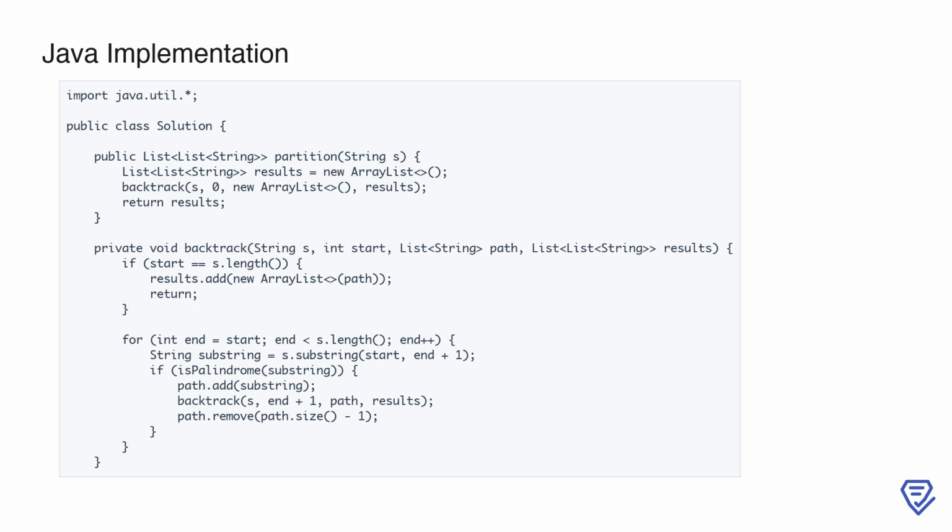The base case for this recursive function checks if the starting index has reached the end of the string. If so, it adds the current path as a valid partition to the results list. Then, we loop through the substring starting from the current start index to the end of the string. For each substring, we check if it is a palindrome. If it is, we add it to the path, recursively call backtrack with the updated index, and then backtrack by removing the last added substring from the path to explore other possibilities.